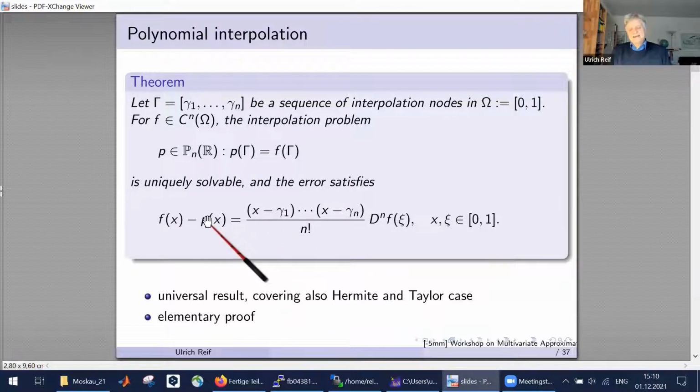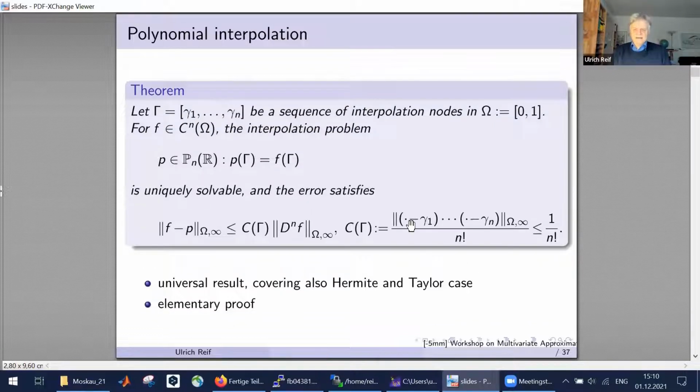The difference, the error, can be expressed that way. You all know that, yeah? So here it appears the nth order derivative at a certain point xi. And this is a very universal result. It also covers the Hermite case and also the Taylor case when all these interpolation nodes coincide. The proof is very elementary. So this is very fundamental.